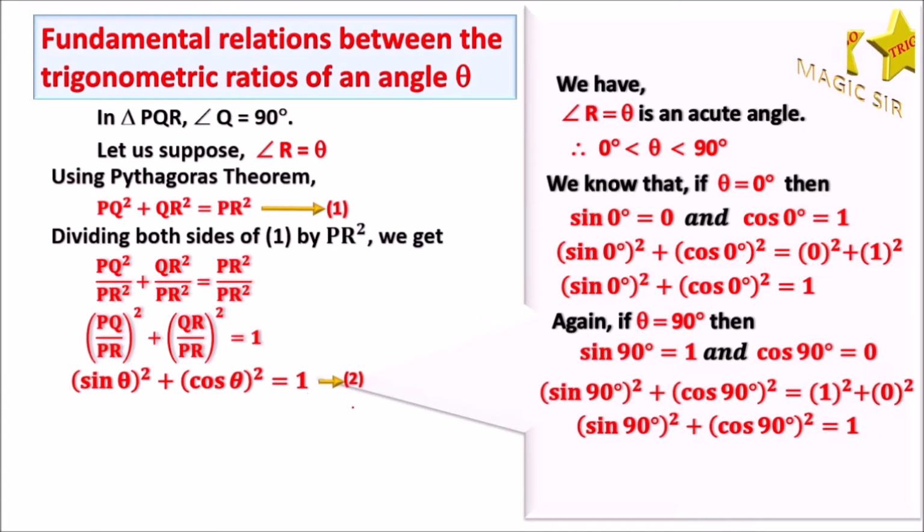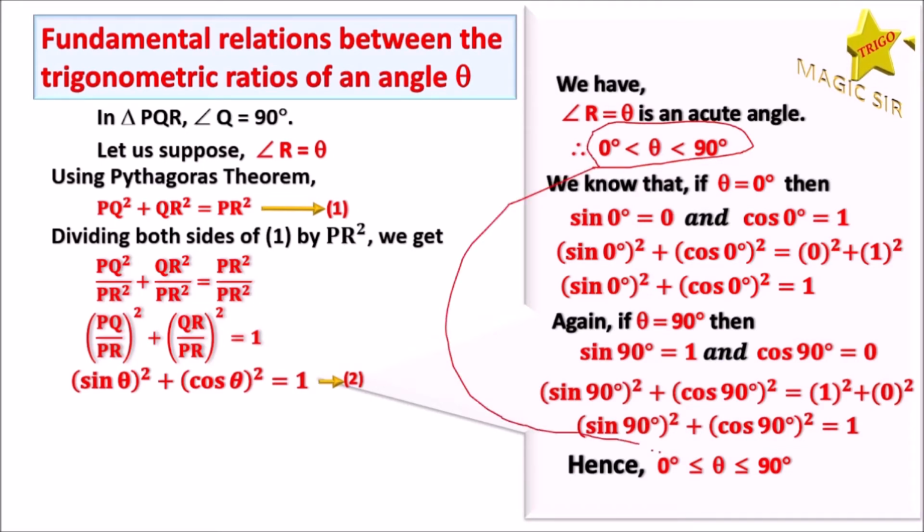See the right hand side of equation 2, it is equal to 1. So, this equation is true for theta equal to 90 degrees. Hence, we have 0 is less than theta is less than 90 degrees, and theta is equal to 0 degrees. So 0 degrees is less than or equal to theta, and theta is equal to 90 degrees. So we can write theta is less than or equal to 90 degrees.